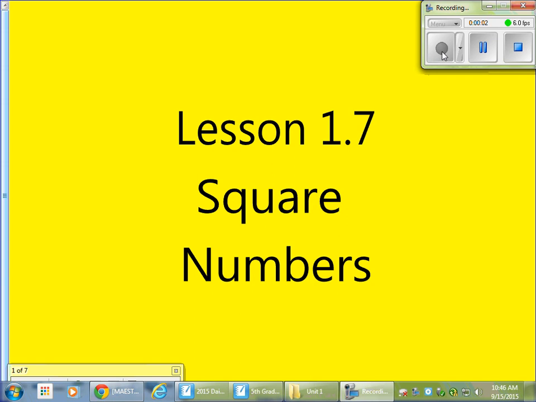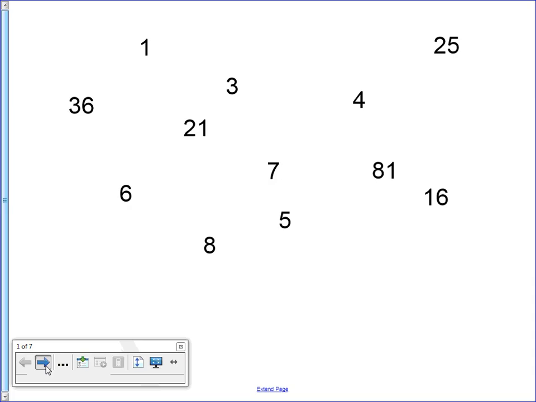Alright, today we're going to be working with square numbers. Let's go ahead and take a look at this first slide. I want you to take a look at these numbers here in the front. Which numbers in here are square numbers? Some of these numbers have something in common with one another. If you don't know what a square number is, you need to be kind of thinking here.